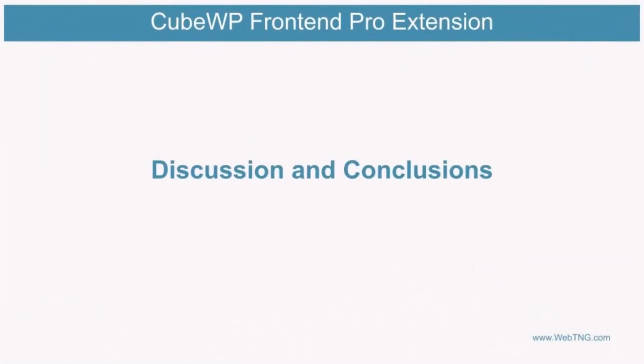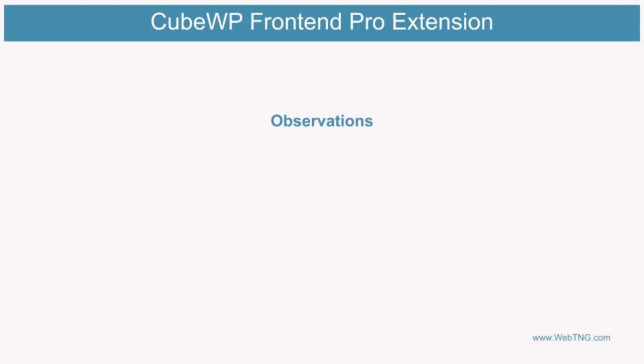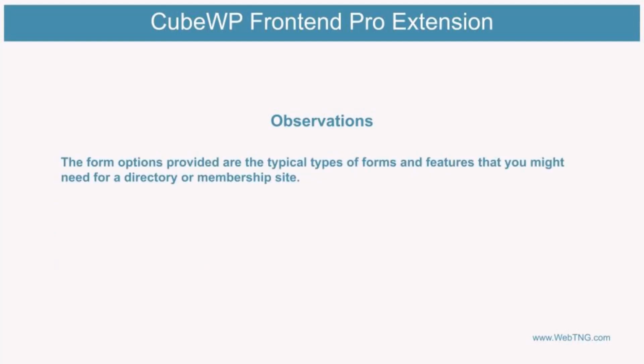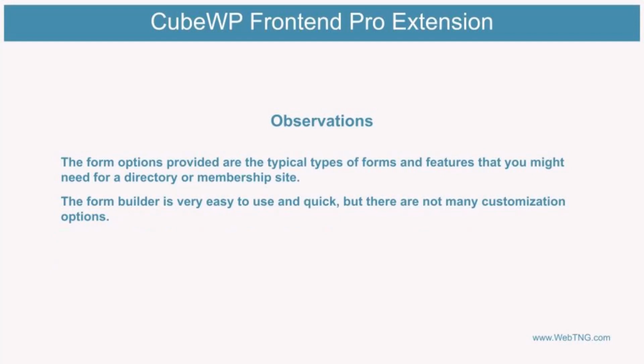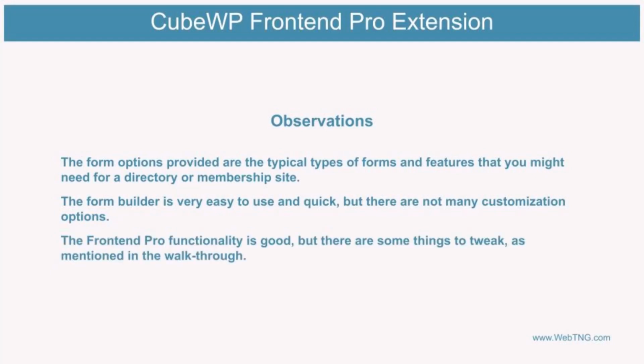That's a walkthrough of some of the front-end forms that are available with CubeWP Frontend Pro. Now for a little bit of discussion and some conclusions. So a few things stand out from this walkthrough of Frontend Pro. The first is that these are typical types of forms and features that you might need for a directory, learning management, or some other type of membership site. The second thing is that the form builder is easy to use and quick, but there are not very many customization options yet. And finally, the type of functionality provided by Frontend Pro is good, but this is version 1, and there are a few things that might need to be tweaked, which were mentioned during the walkthrough.